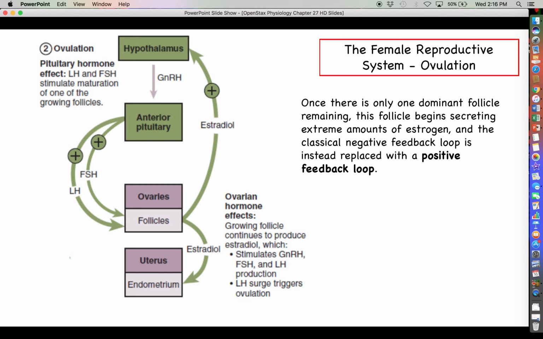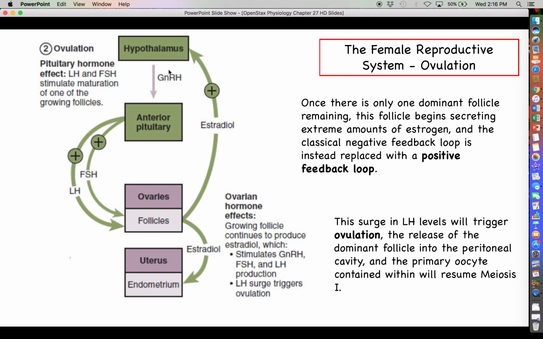But this follicle, this dominant follicle, is going to make such a large amount of estrogen that it's actually going to kind of confuse things a little bit, and it's going to trigger a positive feedback loop, which is totally normal here. It's not anything going haywire. This is how it's supposed to work. So basically we get a large amount of estradiol stimulating the anterior pituitary to make even more luteinizing hormone and follicle stimulating hormone, which of course triggers a positive feedback loop in which we get even more estrogen.